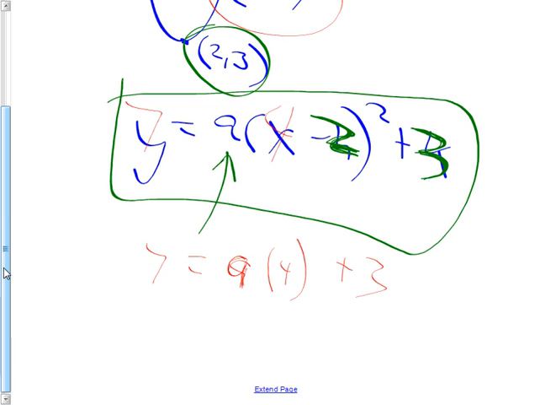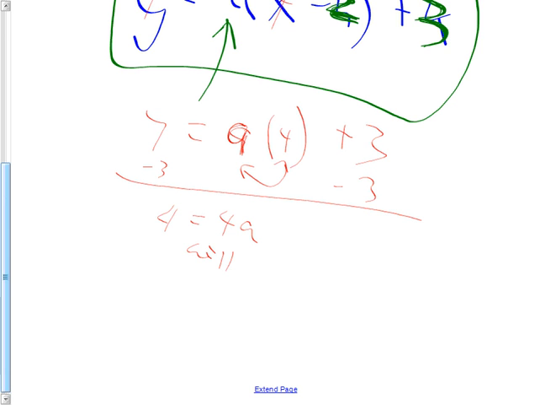After all that work, what did A come up to be? 1. Subtract 3, 4 equals 4A. Notice I flip-flopped those, that's okay. And then A must be 1. So am I done? A equals 1?